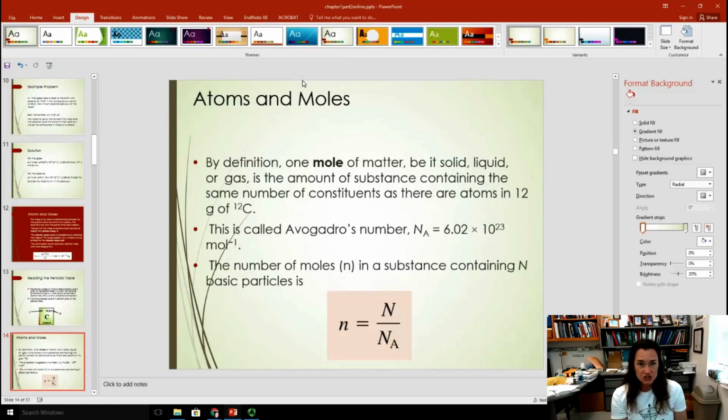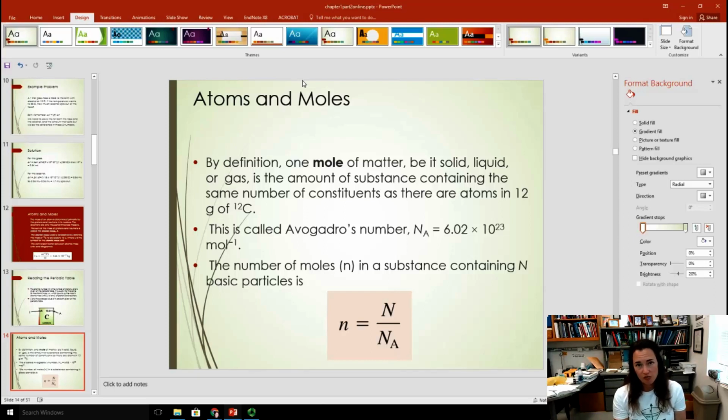Now, by definition, 1 mole of matter, be it solid, liquid, gas, or whatever, is the amount of that substance containing the same number of constituents as there are atoms in 12 grams of carbon-12. This is called Avogadro's number, which is 6.022 times 10 to the 23rd. So if you have 6.022 times 10 to the 23rd of anything, you have 1 mole of it.